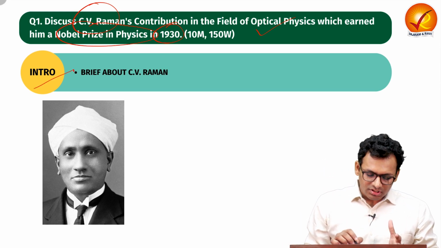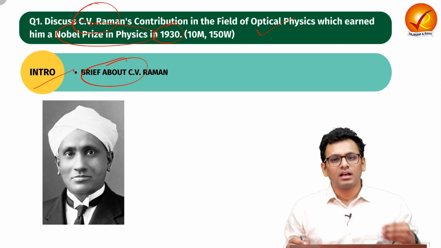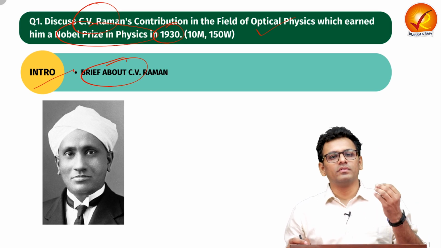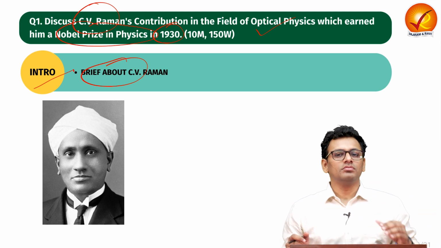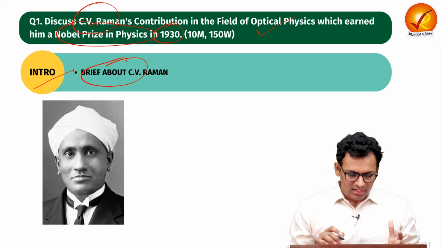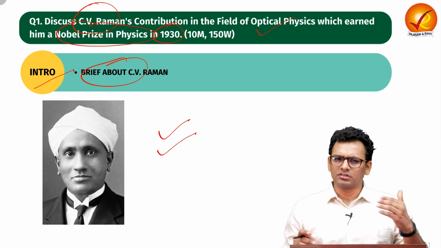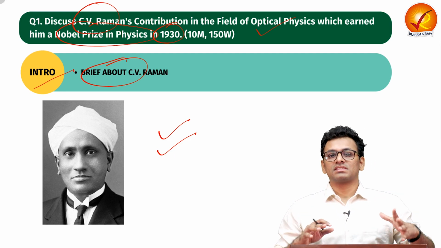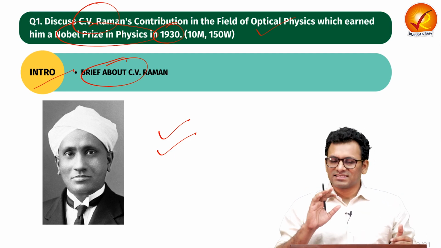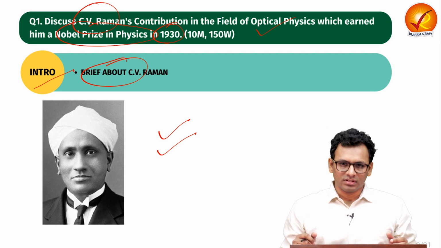You can start the introduction by giving a brief about C.V. Raman, how he was the first Indian to win the Nobel Prize. You can also talk about the importance of the contribution that he made, with respect to the Raman effect, the Raman scattering. So that is something you can talk about in the introduction. You can also talk about how C.V. Raman played a crucial role with respect to propagating science and scientific temper for the nation.